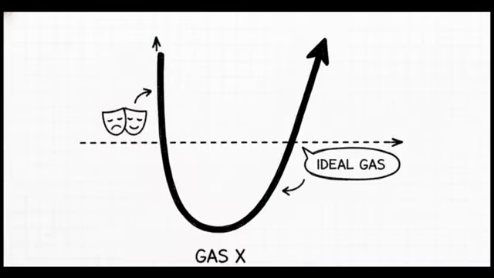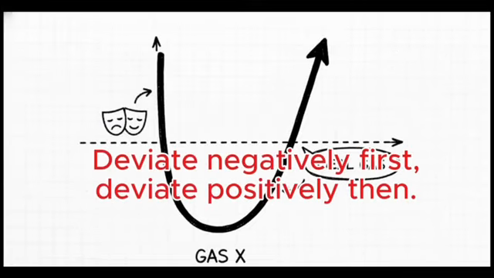This gas is a real turncoat. As the pressure goes up, it doesn't just deviate positively. Nope. First, it actually dips below the ideal line. That's a negative deviation before it completely changes its mind and shoots way up into positive deviation. So what is causing this two-faced behavior?